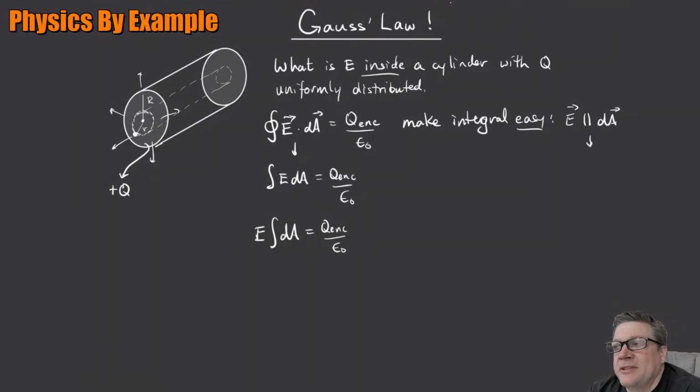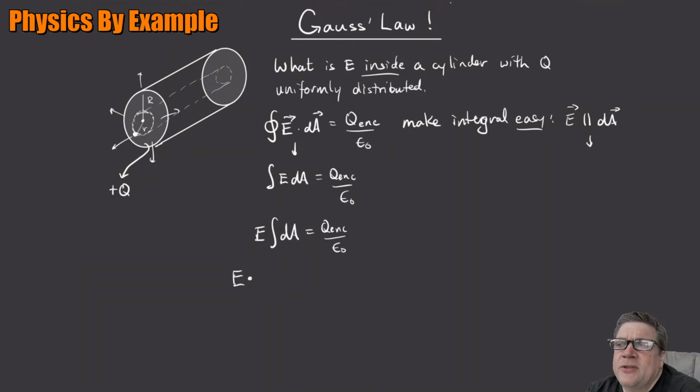So if my electric field is constant, I can bring that out. And now it's going to be pretty easy. What is dA over a cylinder? That's just the surface area of a cylinder, not counting the end caps. And the surface area of the cylinder, that's just E times, what is it?